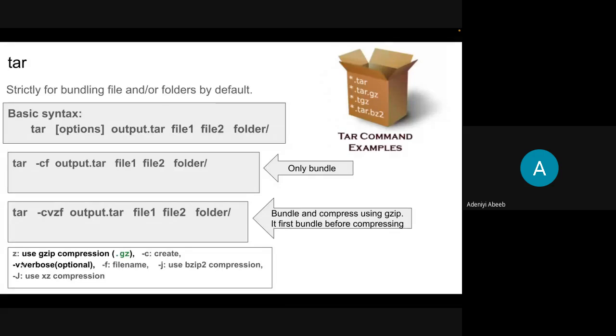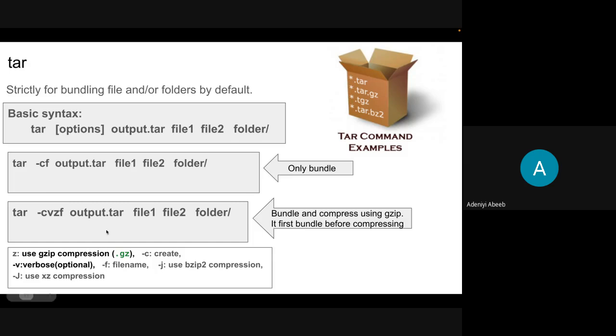But there is a way you can modify the default behavior of tar and turn it into a compression tool. The options you can use to change the default behavior of tar are minus z, minus J, or minus j. If you are interested in using gzip compression, just use the minus z option. If you are interested in using xz, use the minus J option. And if it is bzip compression, you also use the minus j.